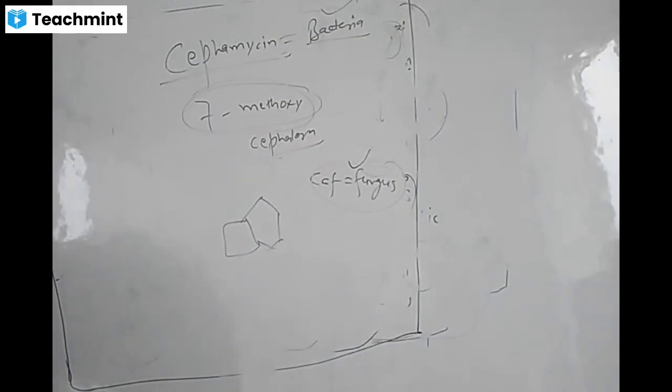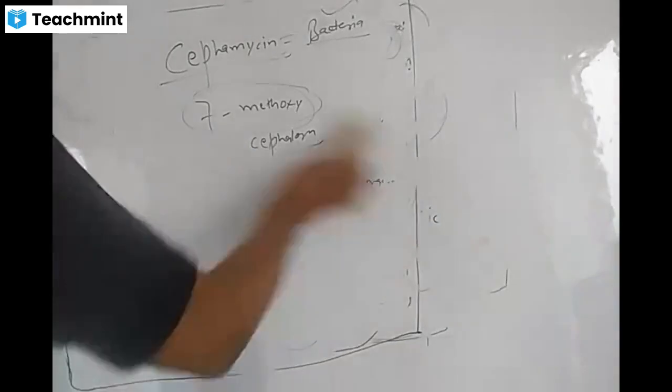Answer is 7-methoxy. And the mechanism of cephalosporin is same as penicillin. Bind with the penicillin binding proteins.